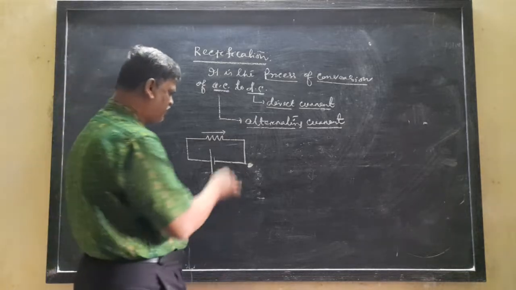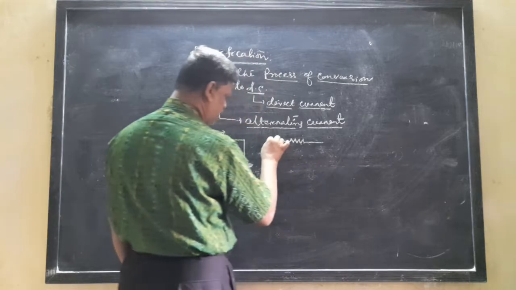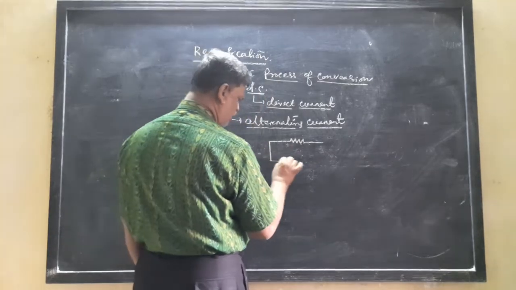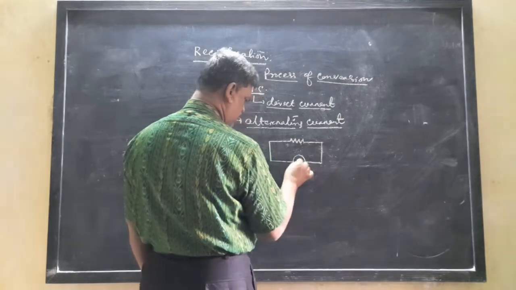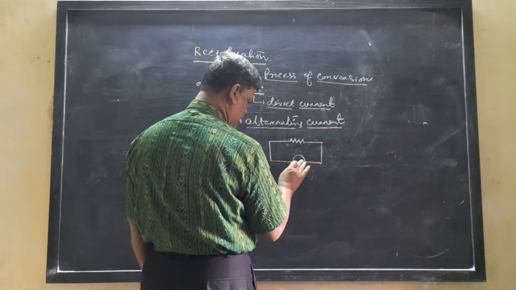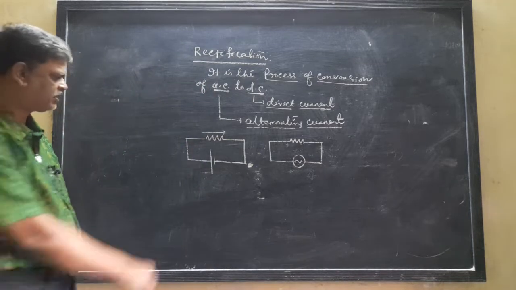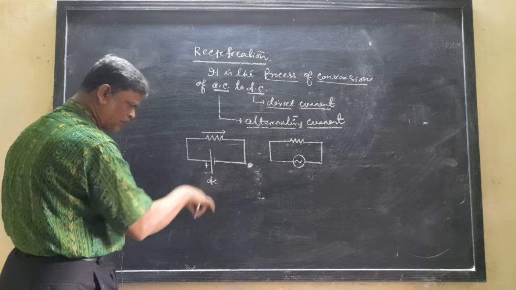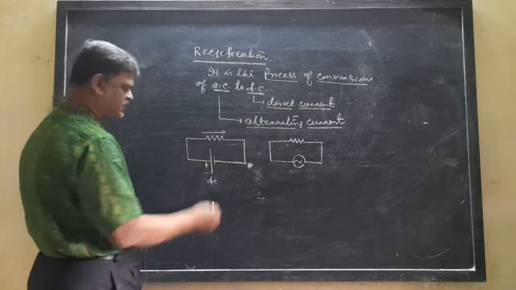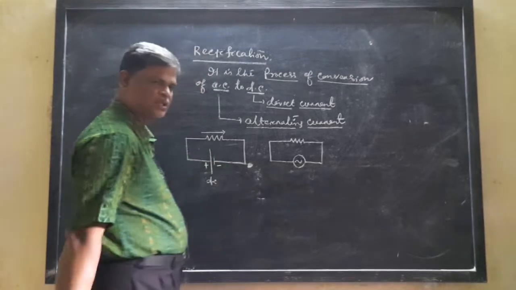Now in that circuit, instead of the DC, we use an AC source. This is the symbol of an AC source. Clear? This is your DC source, where the big line is positive and the small line is negative. But this is an alternating source.